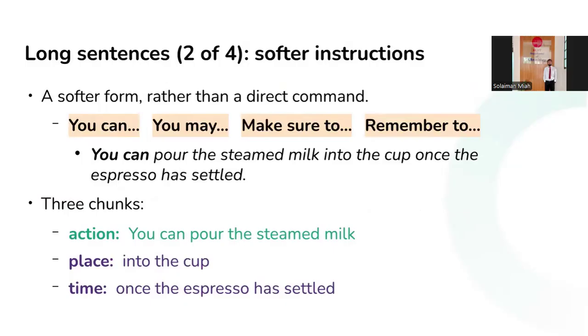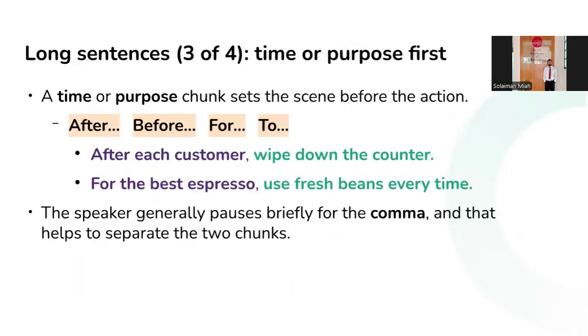For example, you can pour the steamed milk into the cup once the espresso has settled. 3 chunks there: an action, you can pour the steamed milk, a place, into the cup, and a time, once the espresso has settled. A third common shape starts with a time or purpose chunk before the main action. These often begin with after or before, or for or to.